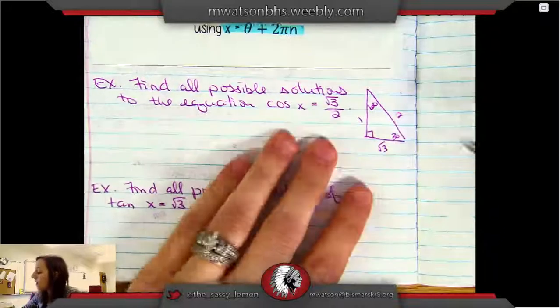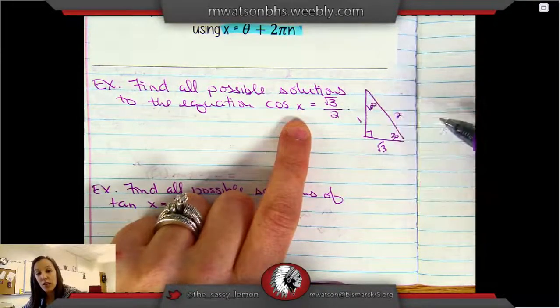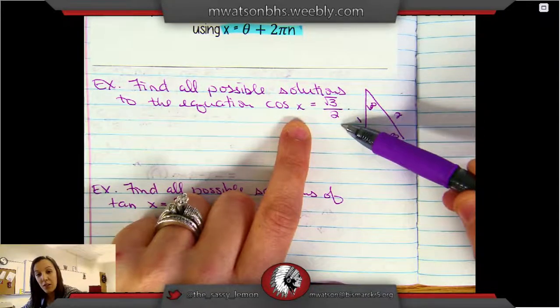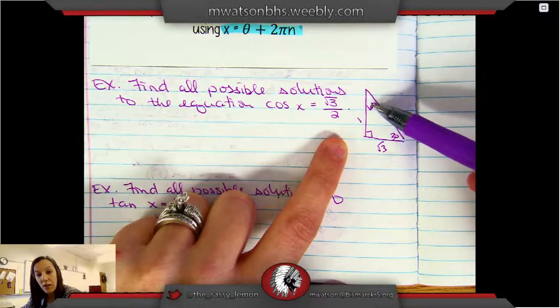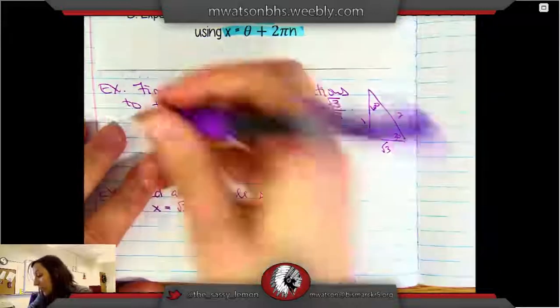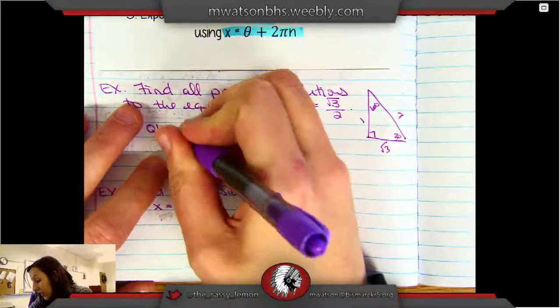So I need to figure out from which angle is cosine of x equal to the square root of 3 over 2. Well, I know cosine is adjacent over hypotenuse, so which angle has an adjacent side of square root of 3? It's going to be 30. So in quadrant 1, x equals 30.